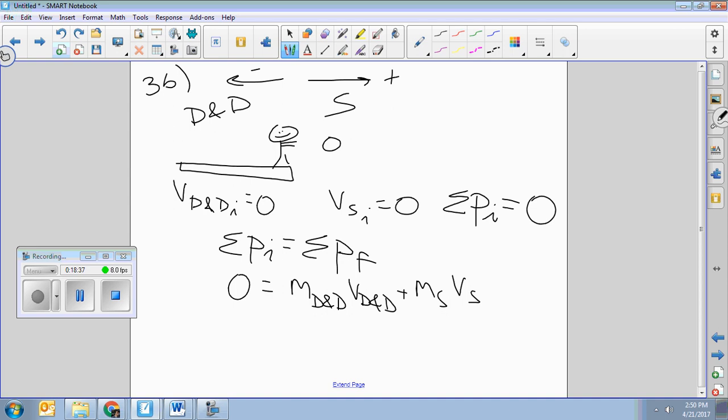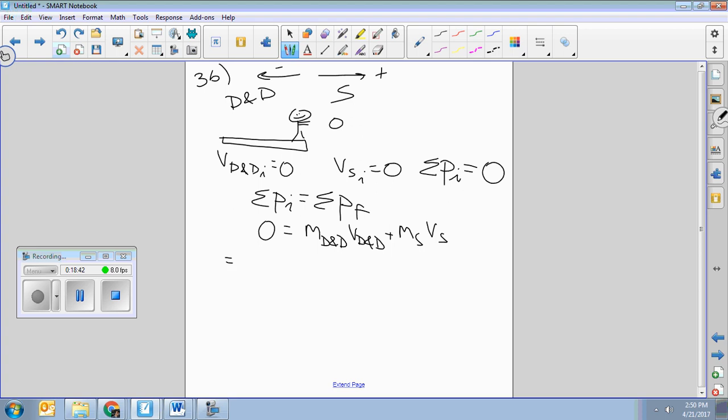So let's see. What do we know? The mass of the disc and the dude. Well, the mass of the disc is m, and the mass of the dude is m over 2. And we're trying to find their velocity. And then the mass of the stone is m over 20, and the stone is thrown with a velocity of v0. Cool?